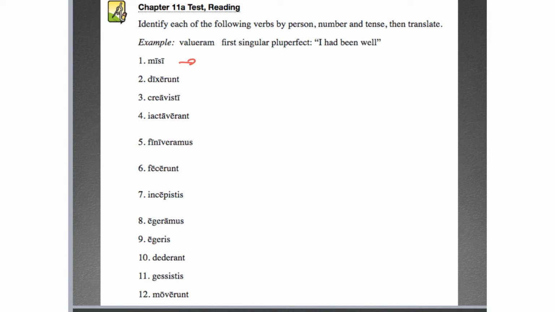In terms of principal parts, a verb like misi comes from mitto, mittere. So if you look up mis, you might not find it. If you don't find anything under MIS, move back a letter. So instead of looking up MIS, look up MI. You'll have to scan through the MI verbs, but you'll eventually find mitto, and you'll see that its third principal part is misi. So the I tells me that it's first person, singular, and that it is perfect, and so that's going to be I sent.